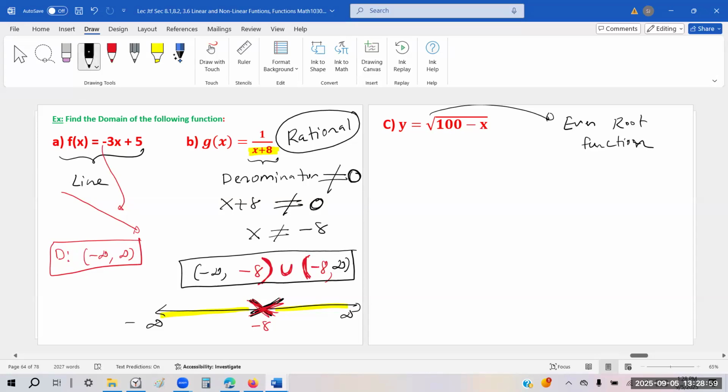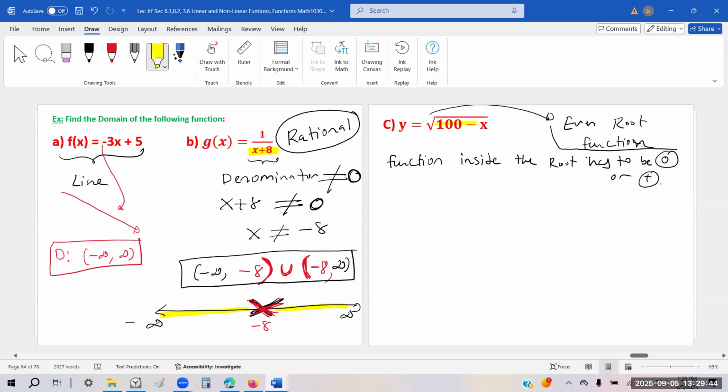And for even root, what is our condition? Whatever is inside the root or radical has to be 0 or positive. It can be 0, it's real, or it can be positive. Not x, okay? The function inside, and then you're going to decide which x fulfill this requirement.